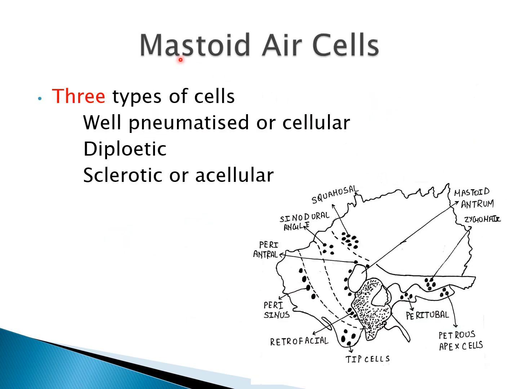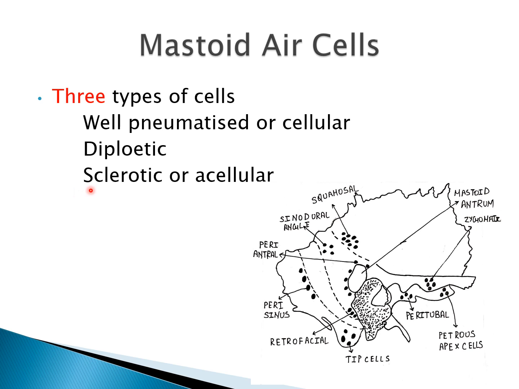Now there are three types of mastoid air cells based on pneumatization. Sometimes mastoid cells are well pneumatized, or they are also known as cellular. They are large and well pneumatized mastoid air cells. Normally people have pneumatized mastoid air cells.